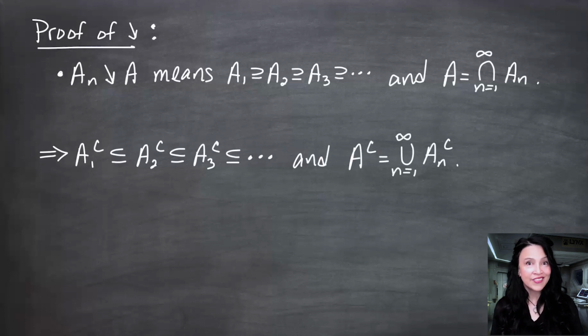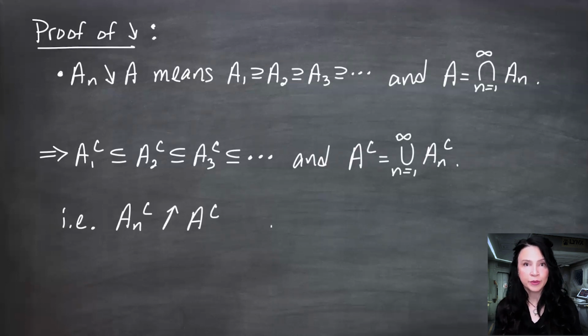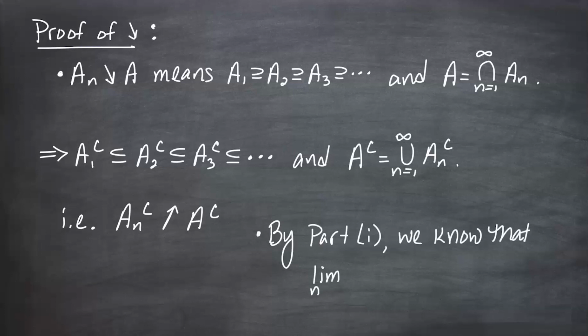So what we have is taking the complement all the way across, we can rewrite this decreasing sequence and its limit as an increasing sequence and its limit. In other words, the An complements are increasing to A complement. So now we can just use part 1 of the theorem, and we know that the limit of the probability measures of the An complement is equal to the probability measure of A complement.